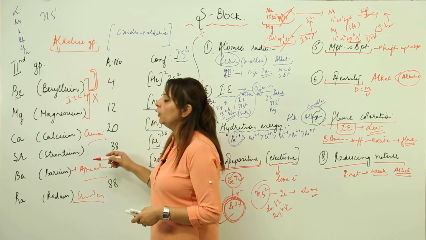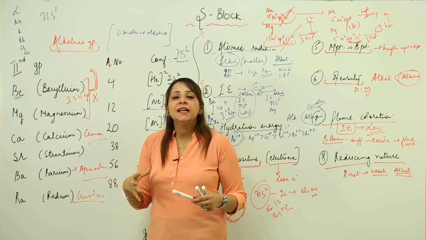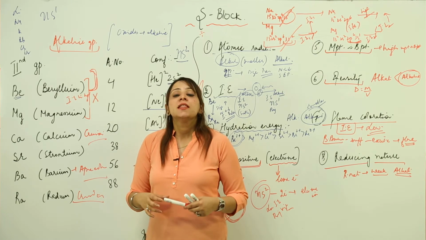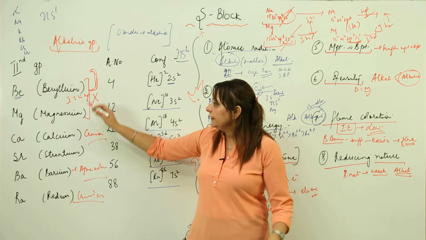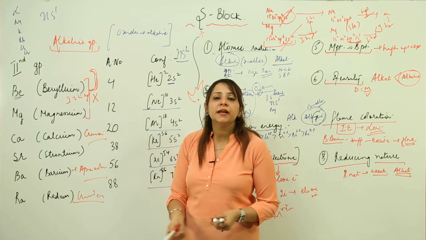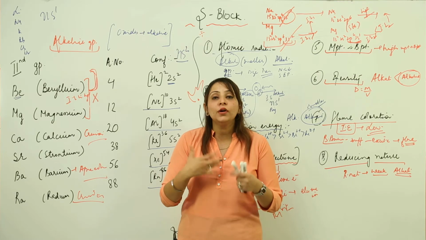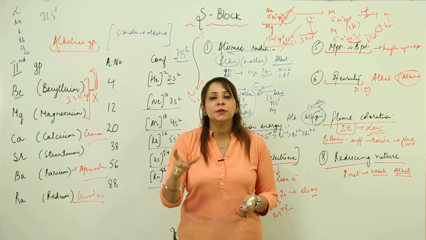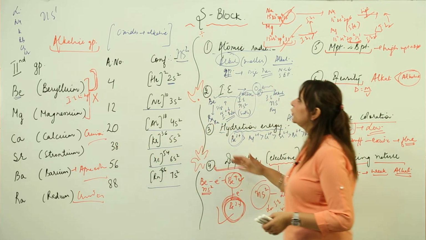But as we move down, we have seen that every time the size is increasing and the electropositive character is increasing because ionization energy is decreasing. Therefore, the reducing character is increasing. So that means as we move down, the reducing character keeps on increasing, the electrode potential keeps on becoming more negative, and we know that when the value of electrode potential is more negative, it means the stronger reducing agent it is. So this is what we actually observe.